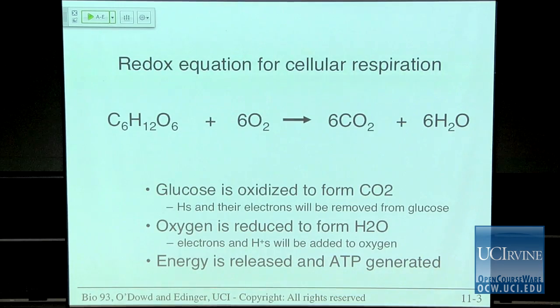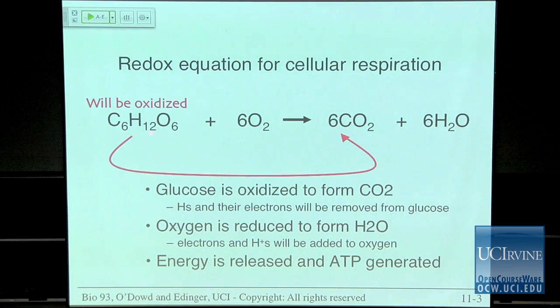Okay. The redox equation for cellular respiration is a little bit more complex, but the same format, and it's shown here. And you should recognize this from the LDL that you just turned in. What is this molecule? Glucose plus oxygen gives you carbon dioxide and water. So these are our reactants, these are our products. So in this equation, we have glucose that's oxidized to form CO2. That means we're going to rip off the hydrogens and their electrons. They're going to be taken off glucose, and eventually they are going to end up on oxygen.